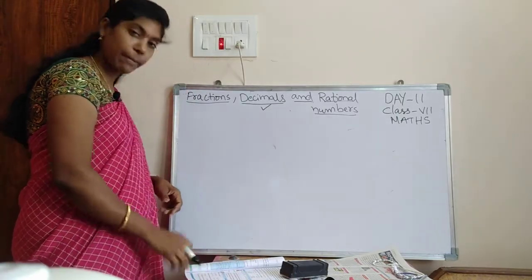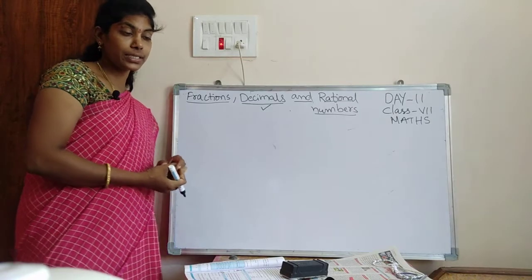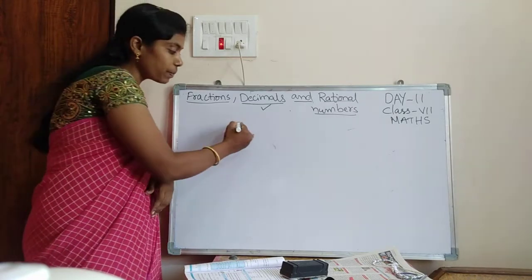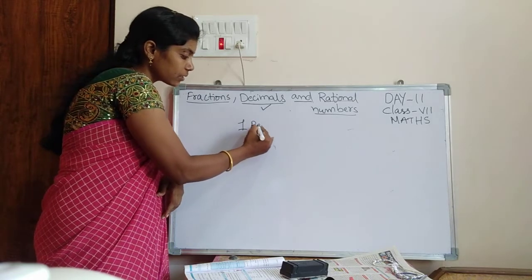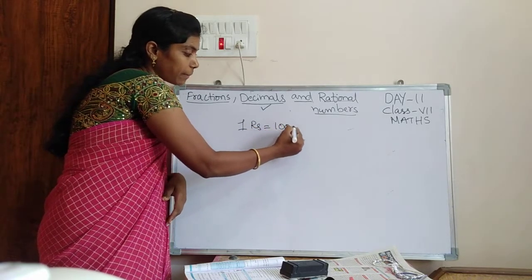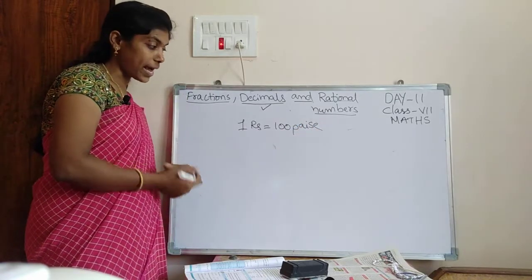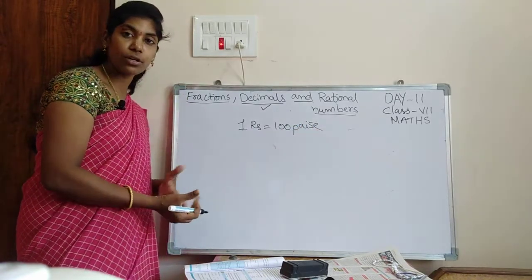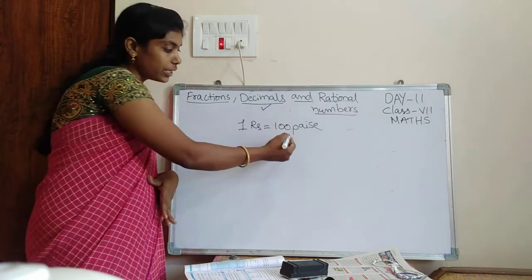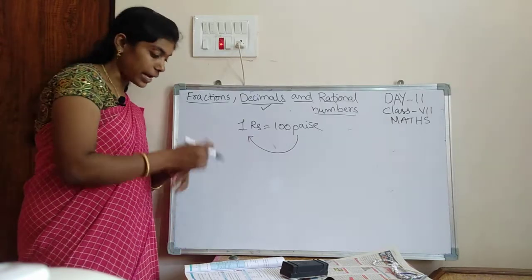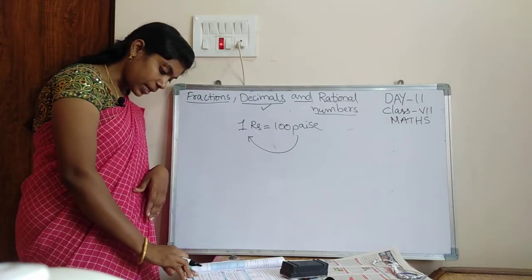So for example, I'll ask, what is 1 rupee equal to how many pies? 100 pies. You know this one. So I'll ask you in reverse: 100 pies is equal to how many rupees? You will tell in the reverse form, 1 rupee. Like that only.